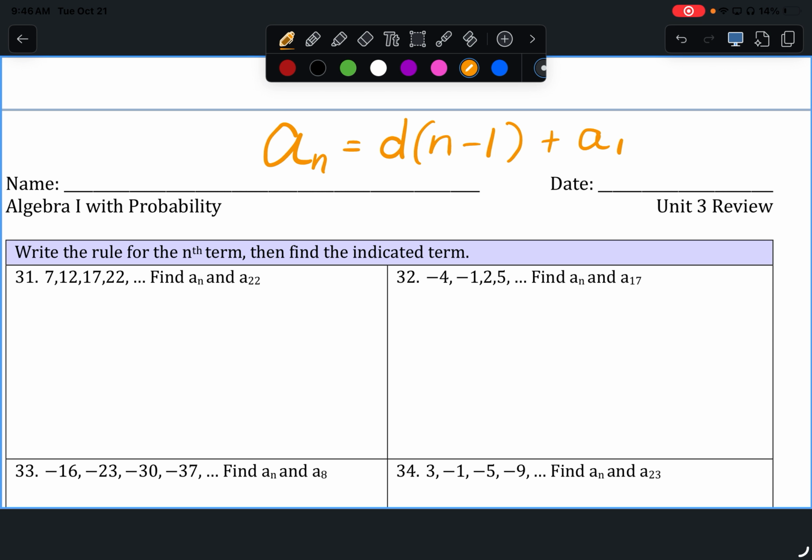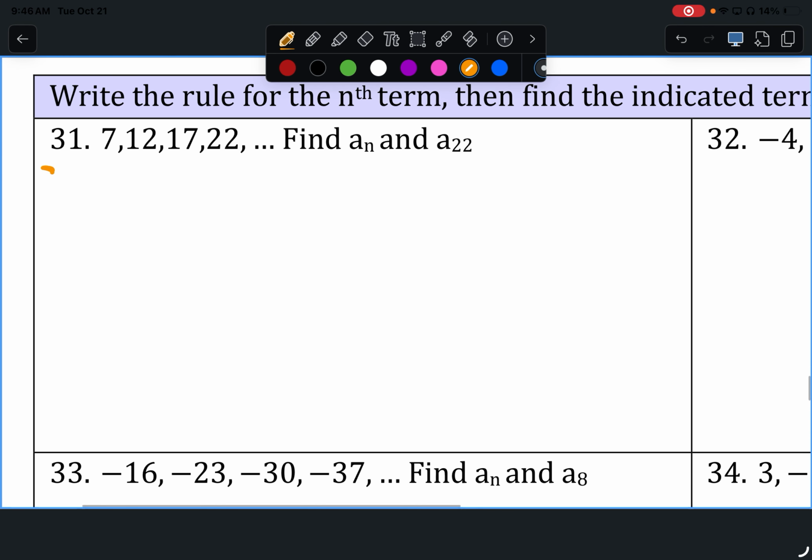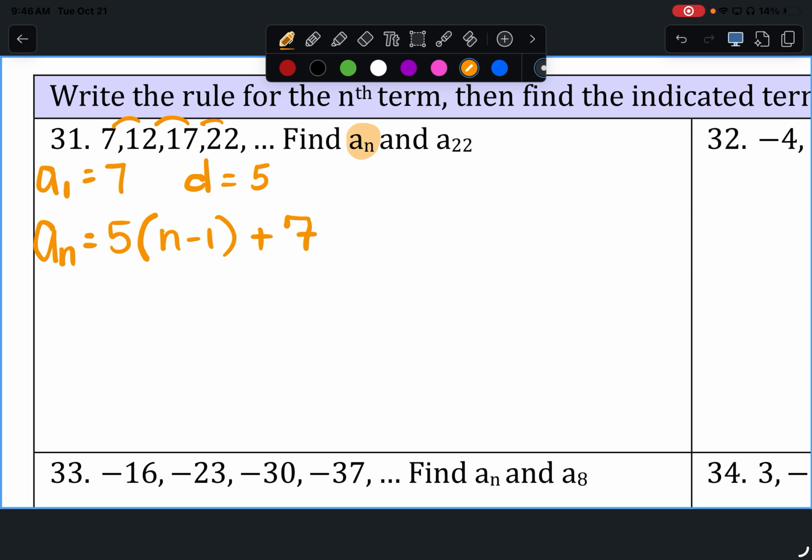So we're going to do all of the odds. The first thing we need to do is find our first term. What is our first term for 31? 7. Okay, the second thing we need to do is find our common difference. What is the common difference here? 5. And then we plug it into the formula so we can find any term. So we do a sub n is equal to our difference times n minus 1 plus the first term.